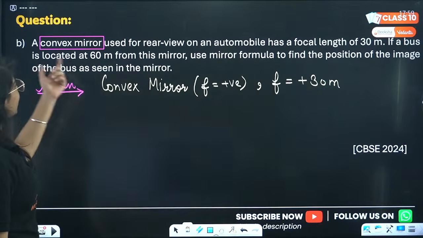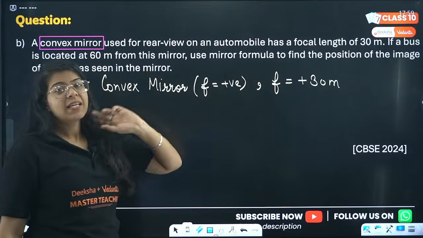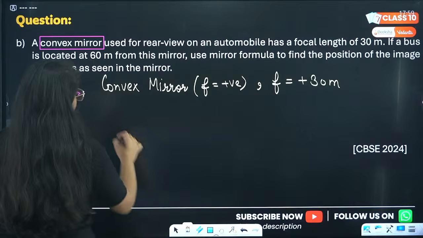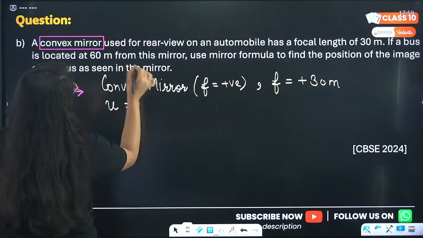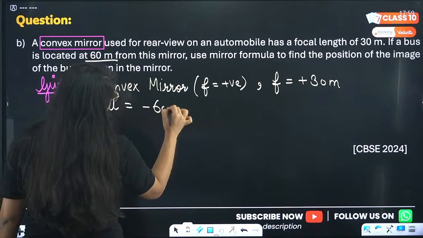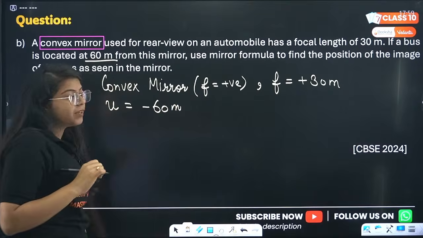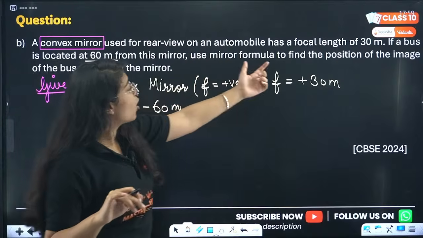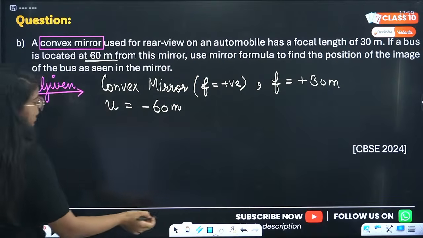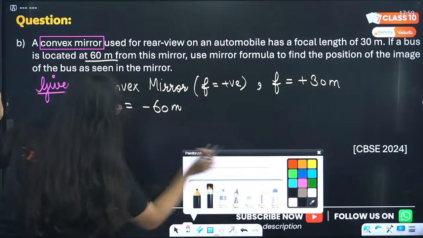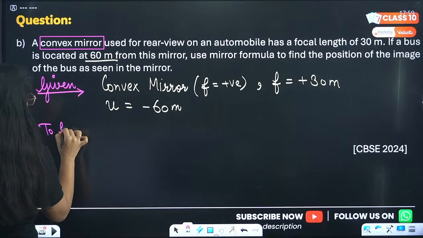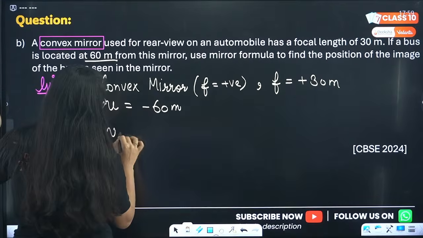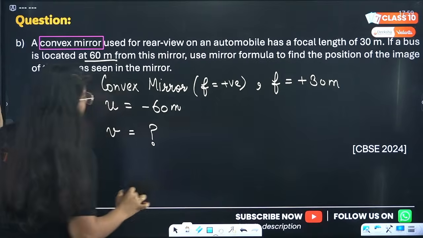If a bus is located at 60 meters. Now beta, this bus is an actual object. Right? This bus is an object. So actually u is given. It is minus 60 meter, because no matter what, u is always negative. Right? Use the mirror formula to find the position of the image of the bus seen in the mirror. We have to find the position of the bus image. That is v. Can you do that?